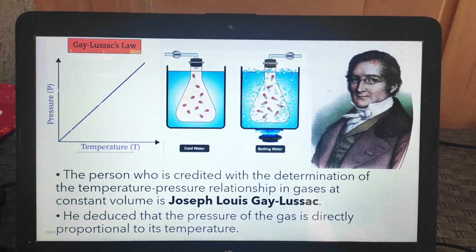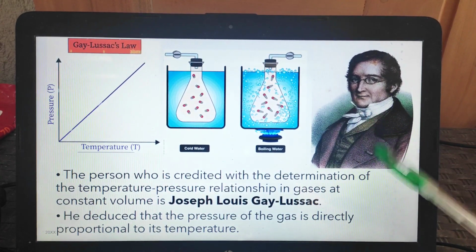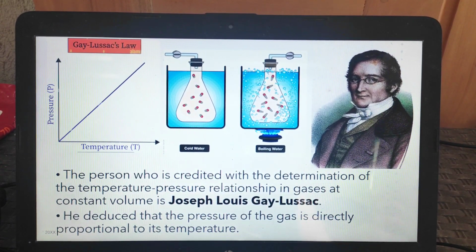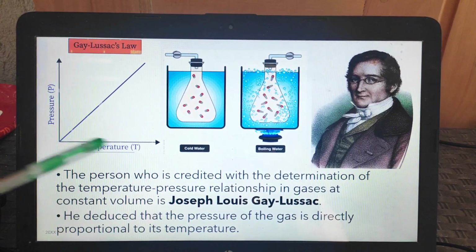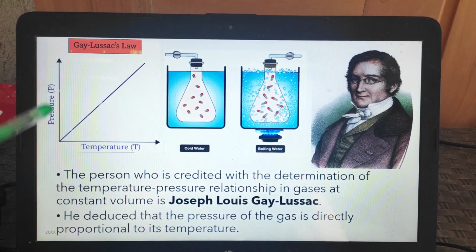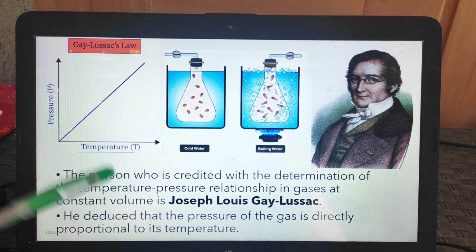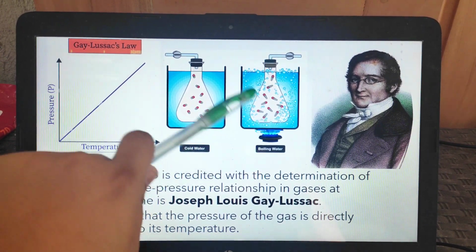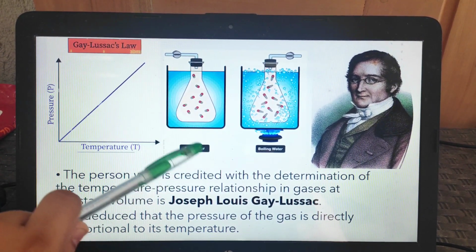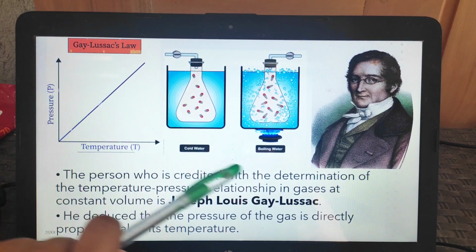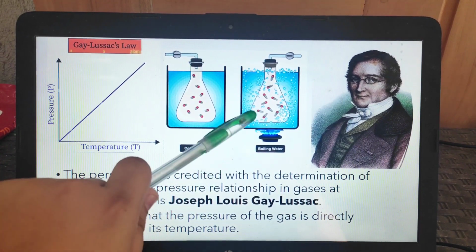Gay-Lussac's law: the person who is credited with the determination of temperature and pressure is Joseph Louis Gay-Lussac. He deduced that the pressure of a gas is directly proportional to its temperature. Meaning, as the pressure increases, the temperature increases, and as the pressure decreases, the temperature decreases, and vice versa. Like in this illustration: cold water, low temperature, also low pressure. Boiled water, high temperature, also high pressure.